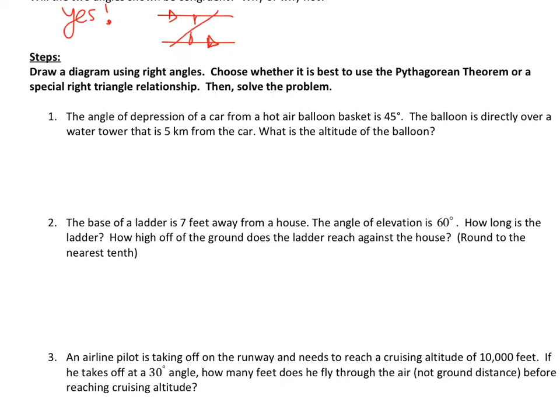In number 1, we need to draw our picture first. So we have an angle of depression of a car from a hot air balloon basket. So let's draw a hot air balloon. And the person up in the balloon is looking down on the car. So that's our angle of depression. So we're creating a right triangle when they're looking down on them.